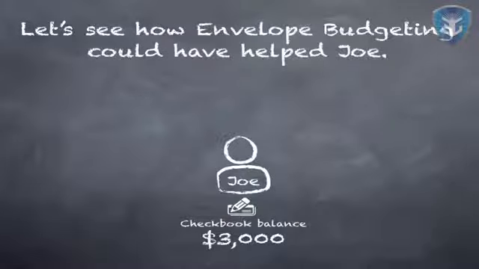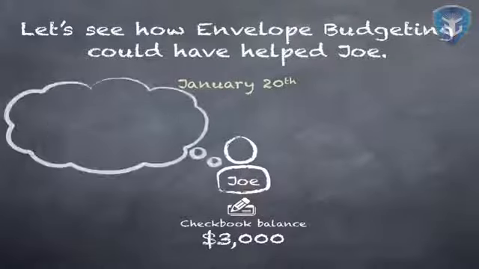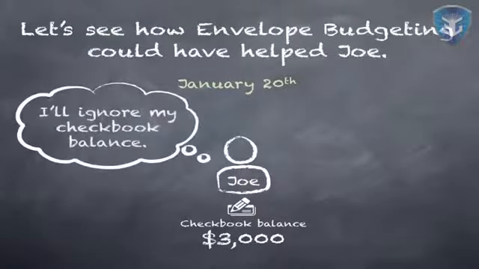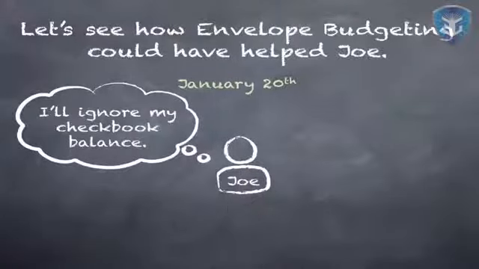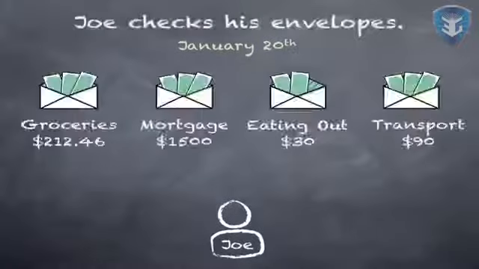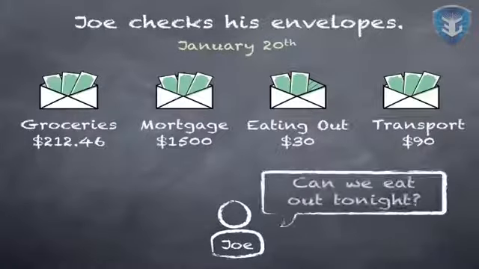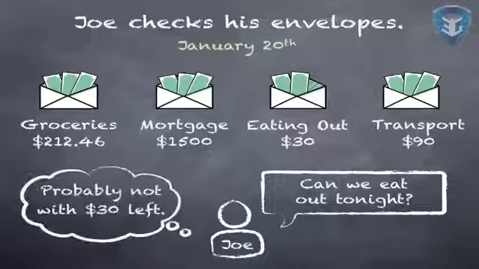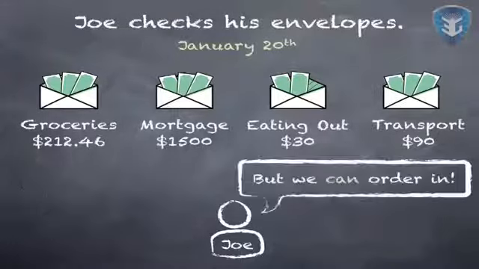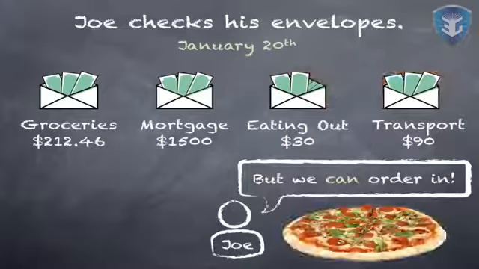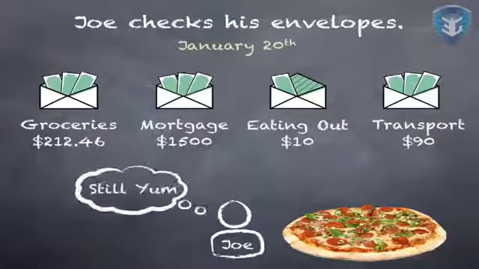So let's see how envelopes could have helped Joe. Let's say it's the 20th again, and he wants to take his family out for dinner. This time though, he's going to ignore his checkbook balance, and instead take a look at his envelopes. And just by looking at them, he knows that he only has $30 left, so going out is probably not an option. But pizza is. It may not be steak, but it is pizza. And Joe is not in trouble.